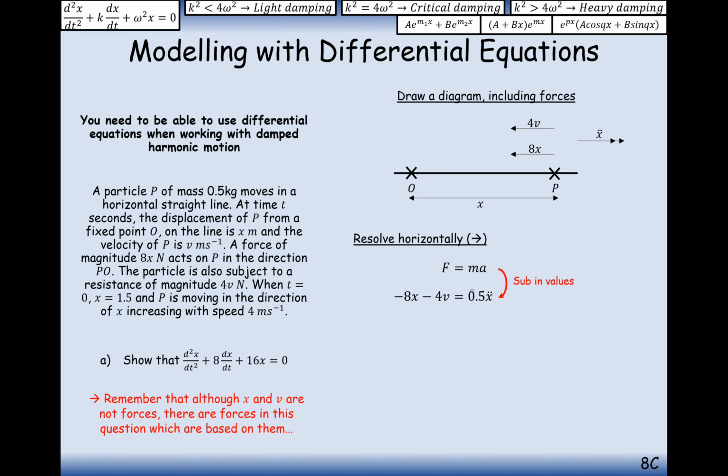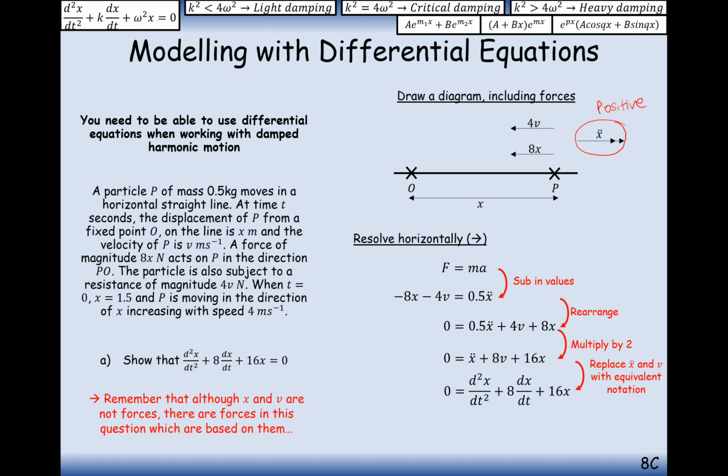But you can see when we work out the acceleration, it's equal to something negative on the left-hand side, so it is actually negative, but it's standard notation to point it in the positive direction, and then we just set it equal to something negative. Okay, so let's now rearrange and double both sides. So we've now got everything on the same positive side. Let's now rewrite these v and accelerations as differentials. So there we are, that's exactly what we need to show in part A.